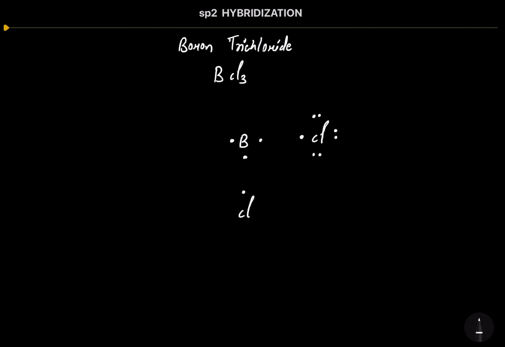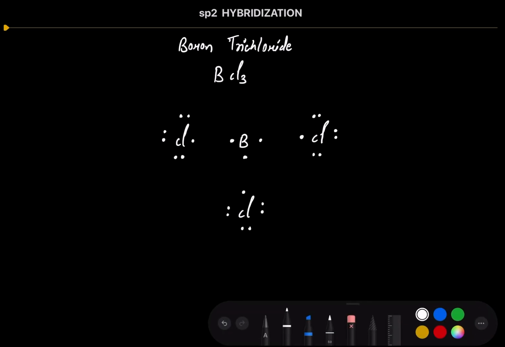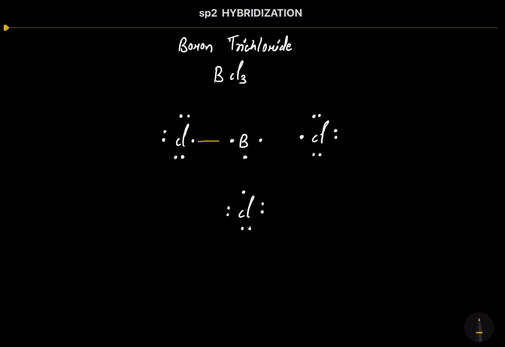Each chlorine has 7 valence electrons. Here all the chlorines will make one covalent bond with boron. After forming a covalent bond with boron, the chlorine attains 8 electrons in its valence shell. Let's count it for the first chlorine: 1, 2, 3, 4, 5, 6, 7 and 8. So the first chlorine got 8 electrons completed after sharing 1 electron with boron.